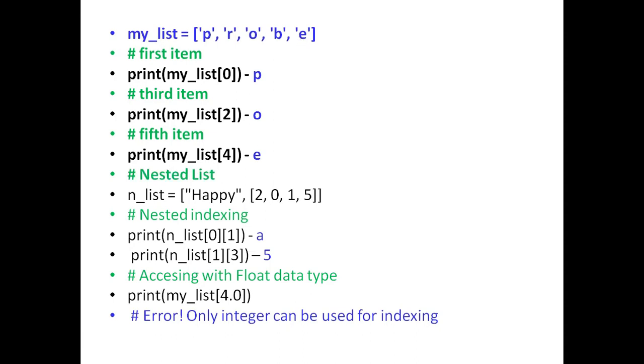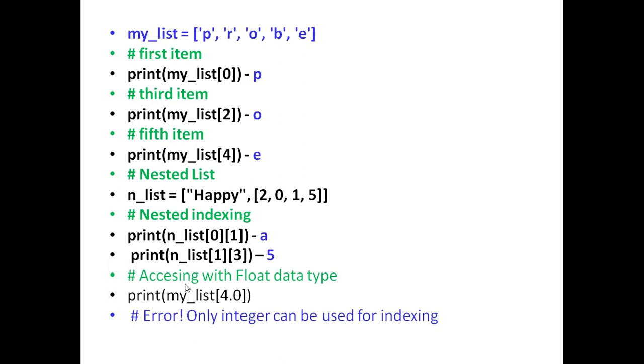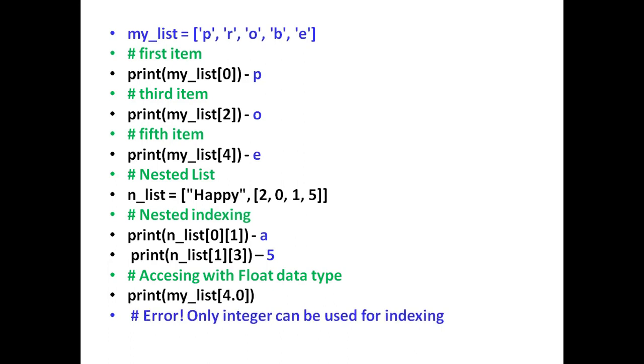Then we will create a nested list. So n list equal to happy, which is the first list, and another list with value 2015. So if we print nested list, that is n list with 0 and 1, it will print A, since 0th list will be happy and from it first index will be A. If we print n list with 1 and 3, it will print 5, since first list will be this 2015 and from it third element will be 5. If we try to access the float data type, that is print mylist 4.0, it will give an error since only integer can be used for indexing.